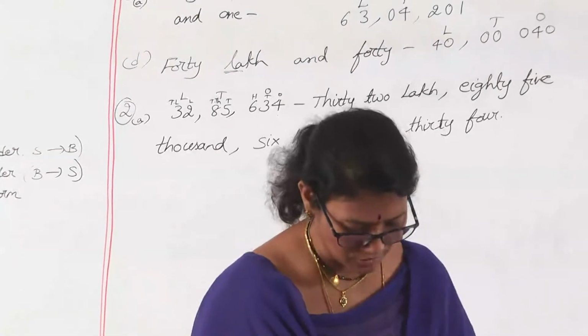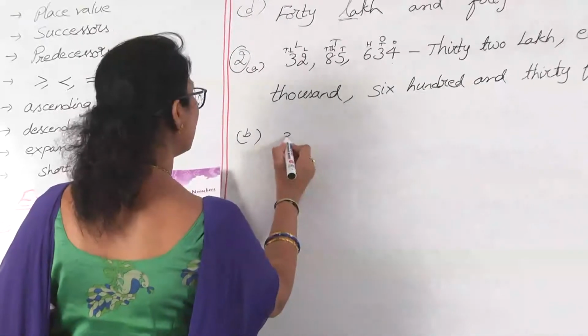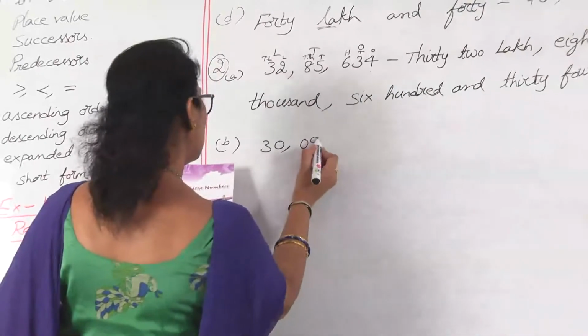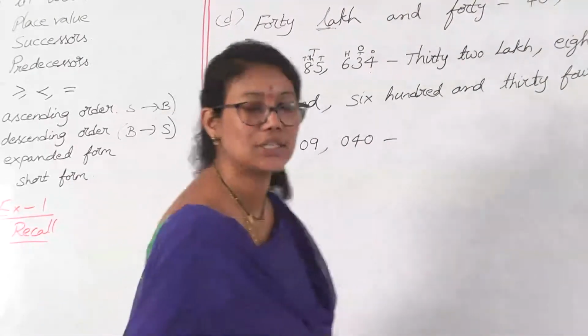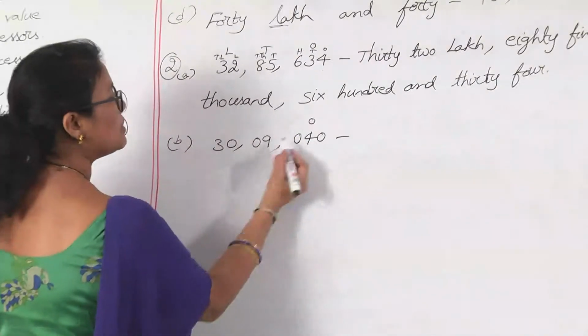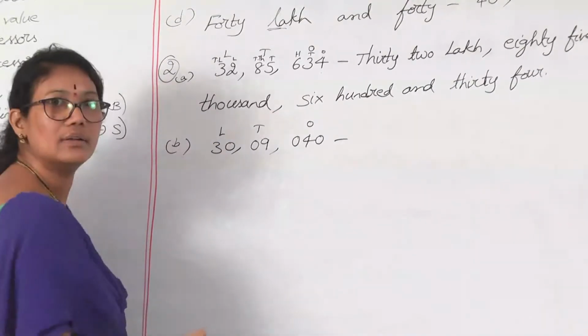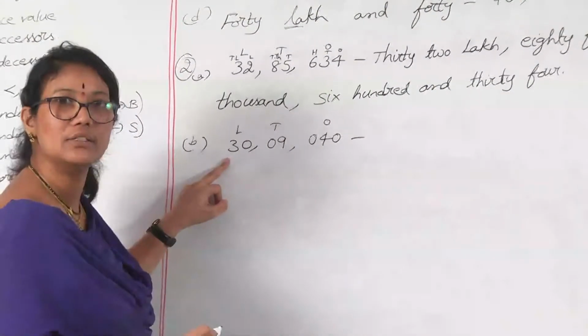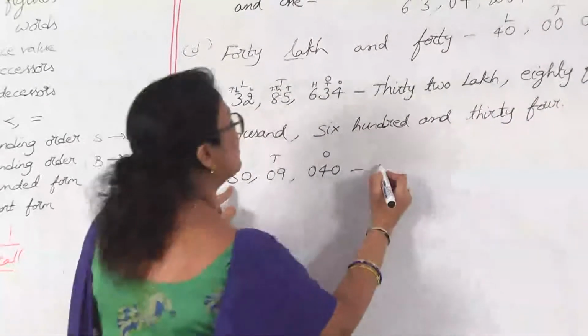Let us take one more bit in this. Let us take B. It is given as 30,09,040. It is so simple. Let us check how to write this in words. First write down ones period, thousands period, lakhs period. Now, under lakhs period it is 30. So, how do you read this? It is 30 lakh.